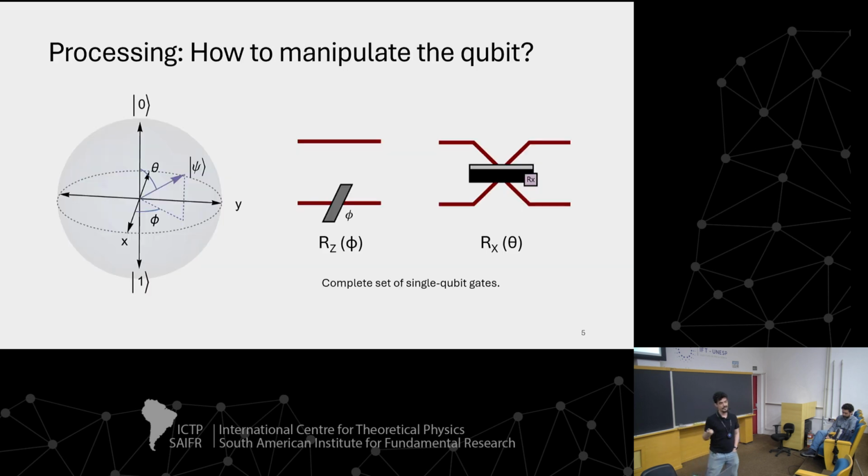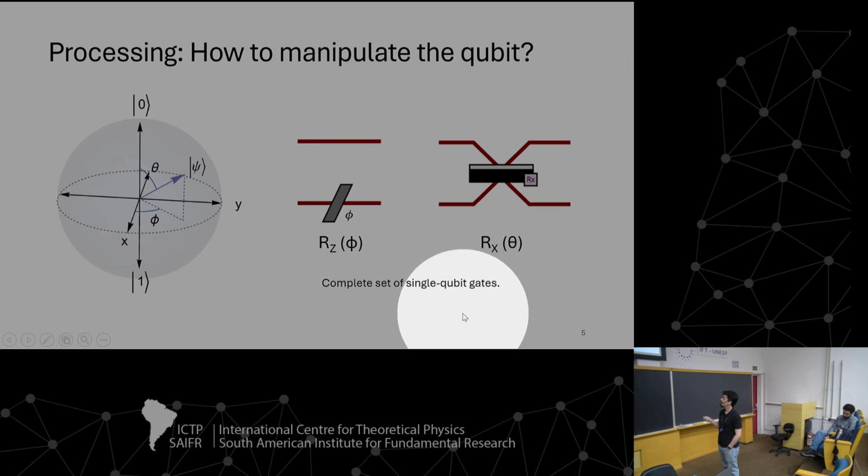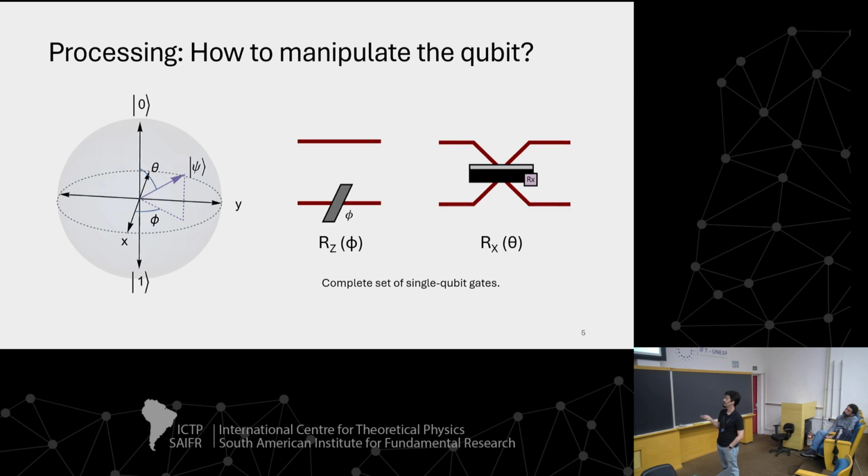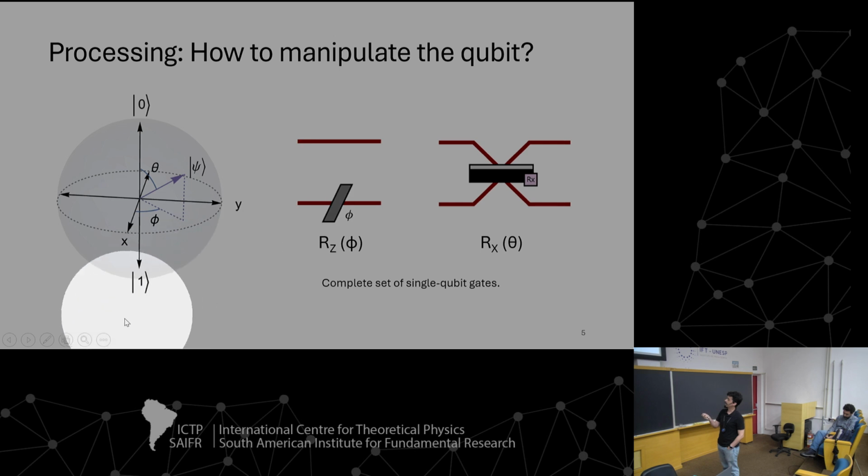But we want to do processing, so in a way we want to manipulate our qubits, but we want to do it deterministically, in the way we want, not just by propagating. And if you want to manipulate a single qubit, you can move it along the Bloch sphere by adding a phase to one of the waveguides, or by putting a beam splitter between the waveguides. Okay, so this implements a rotation along the z-axis, and this one implements a rotation around the x-axis.